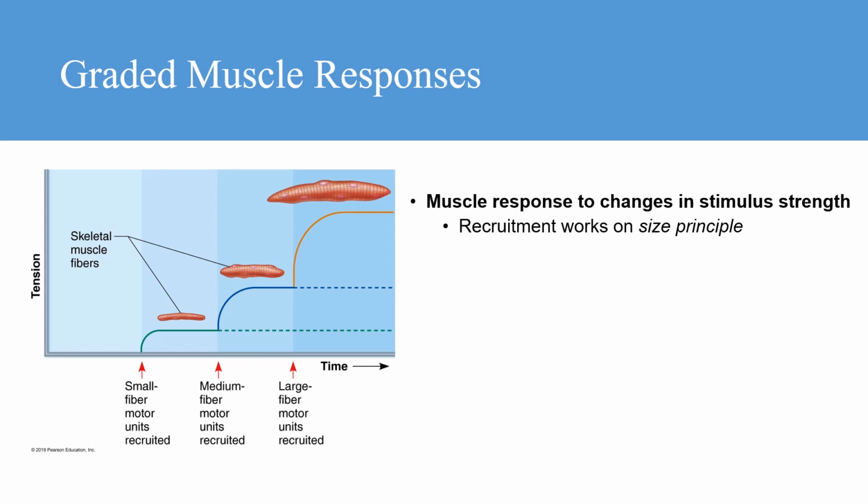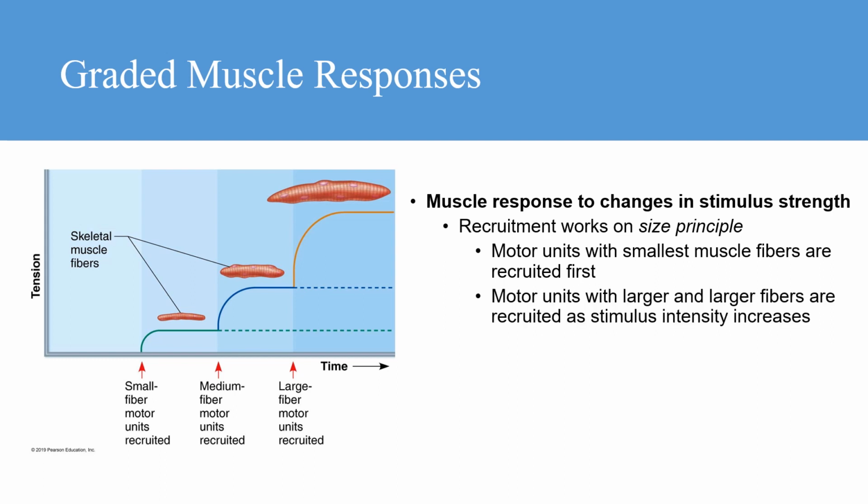Now, you can also look at something called the size principle for recruitment. Okay, and so motor units with the smallest muscle fibers are going to be recruited first. And so if you look at this graph, we see that these smaller muscle fibers are going to be the ones that are going to be the very first to be recruited. They don't have kind of as high of a threshold to start to contract.